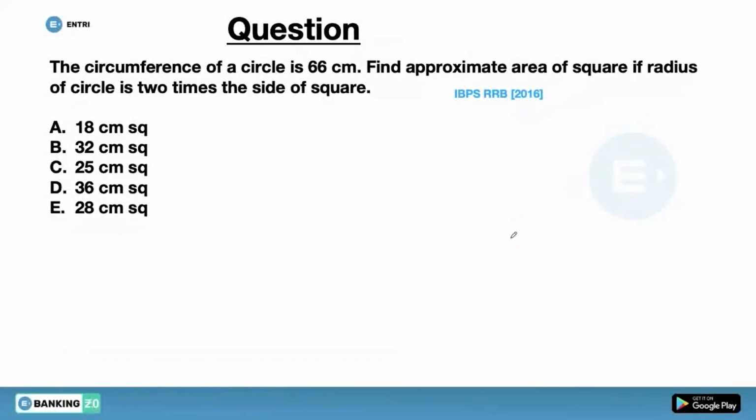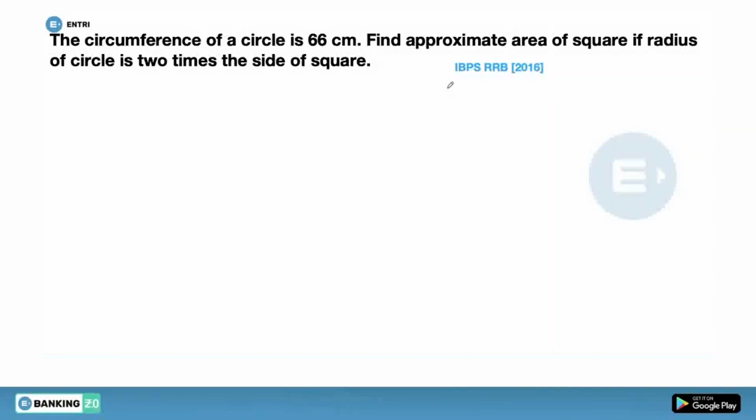The next question: the circumference of the circle is 66 centimeter. Find the approximate area of the square if the radius of the circle is 2 times the side of a square. This question is of RRB 2016. So let's try to solve this part. Now the question says that the circumference of the circle is 66 centimeter, and I know that the circumference of the circle is 2 pi r, and 2 pi r's value is given as 66. That means I can get r's value from here.